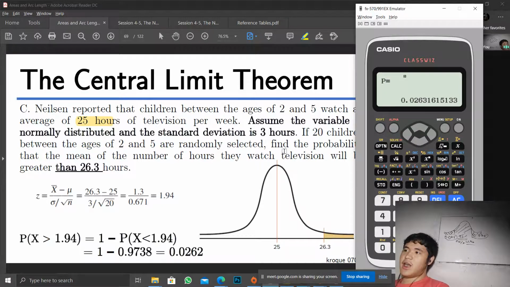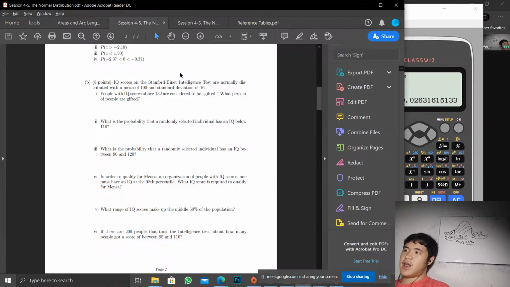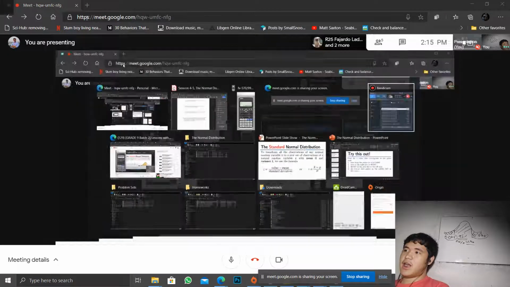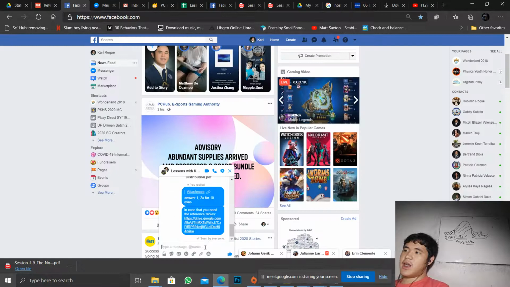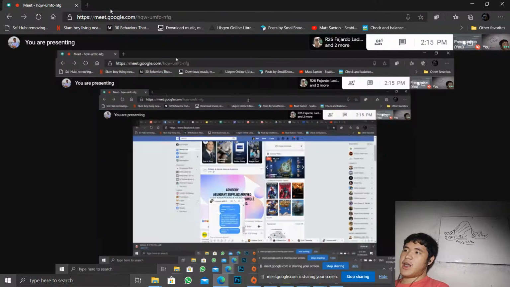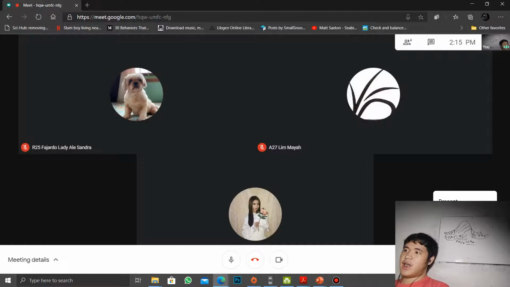Take note, if it says a child was randomly selected, we don't have the over square root of n. Always remember that. Now, I want you to go back to the problem set and answer 2B, 2C, 2D for 15 minutes. I'll fix the sharing. Or if you need more time, I'll make it 20.